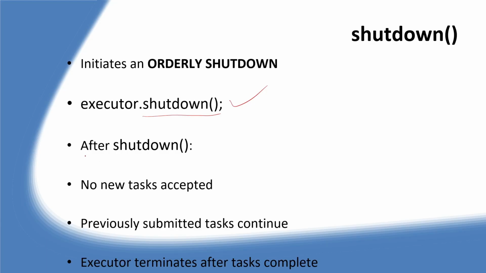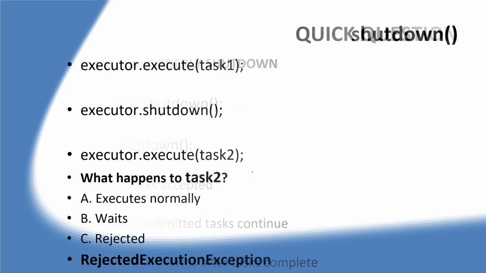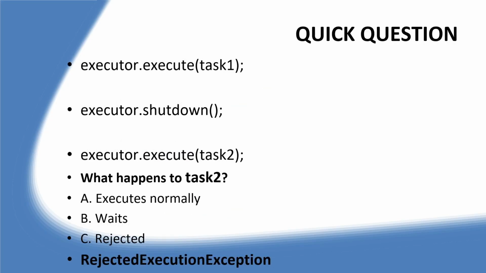Okay, so after shutdown, no new task is accepted and previously submitted tasks will continue. The executor terminates once these submitted tasks are completed. Now there is a quick question. Let's test your understanding.